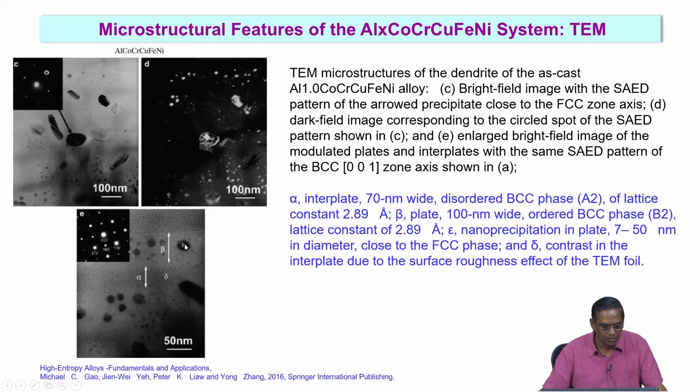And then there is an epsilon marked here. You can see that there is an epsilon here. It's a nanoprecipitate in the plate, which is 7 to 5 nanometers in diameter. So you look at the feature dimension, it is less than 10 nanometers. Getting this kind of information under normal SEM is not going to help much. So you need a complementary technique like TEM. So get this idea, which is again from the electron diffraction studies. It is close to FCC phase, and delta is a contrast in the interplate due to the surface roughness effect of the TEM foil.